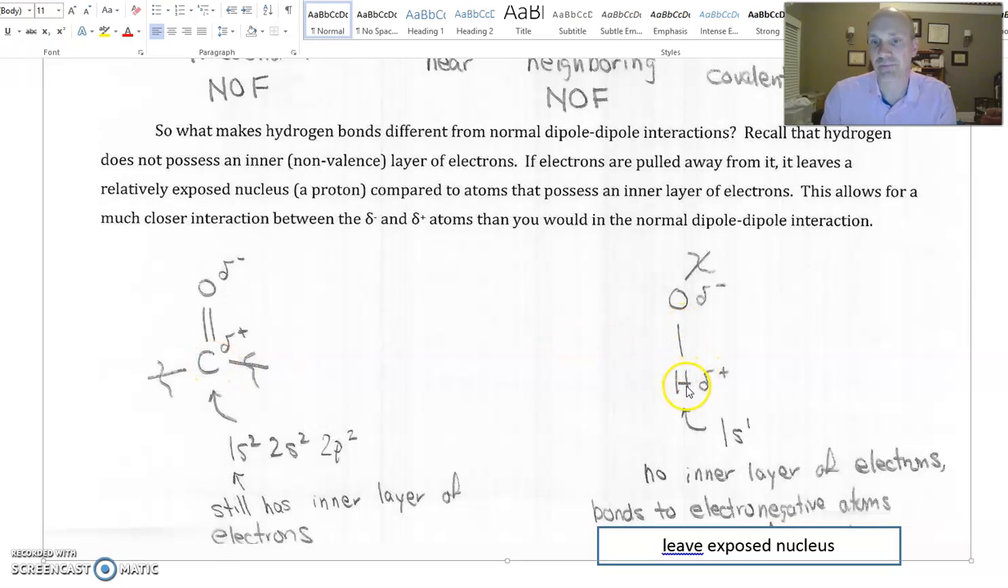By comparison, hydrogen's configuration is 1s2, so the only electrons that it has are its valence layer. So when you pull these electrons away from hydrogen, there is no protective layer around that nucleus. There's no inner layer of electrons. Anytime you have a bond to an electronegative atom, it's going to leave the nucleus of that hydrogen relatively exposed. And what that allows for is a much closer interaction between this delta positive and a neighboring atom than you could with different types of atoms.